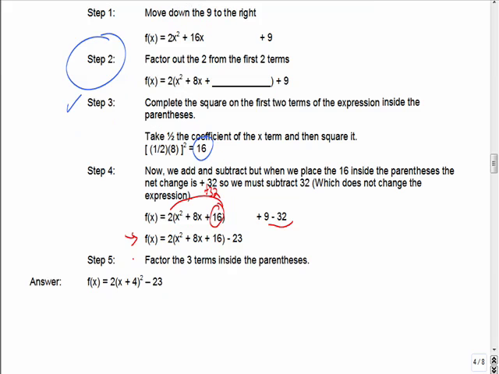And then we factor the 3 terms inside the parentheses. And that would give us 2 times, and x squared plus 8x plus 16 factors into x plus 4 times x plus 4. So we'd have twice x plus 4 all squared minus 23. And again, we could read off the vertex, which would be -4, -23. And if we wanted the axis of symmetry, it would give us x equals -4.